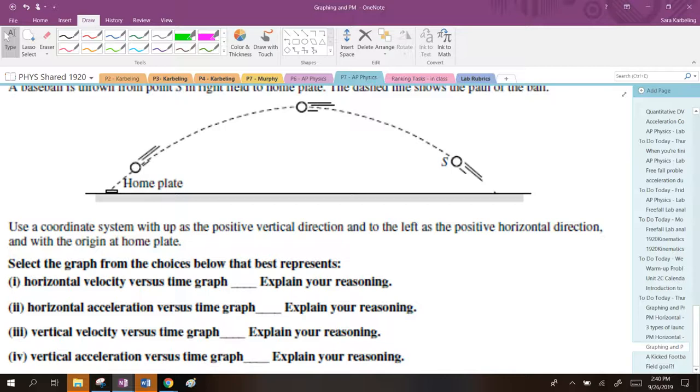You can do this. Horizontal velocity versus time graph. Horizontal acceleration versus time graph. Vertical velocity versus time graph. Vertical acceleration versus time graph. Just sketch them out on your paper real quick. Then I'll show you the choices, and then you can play the matching game. Okay? This is a more efficient way to do it. Also less overwhelming, I think.